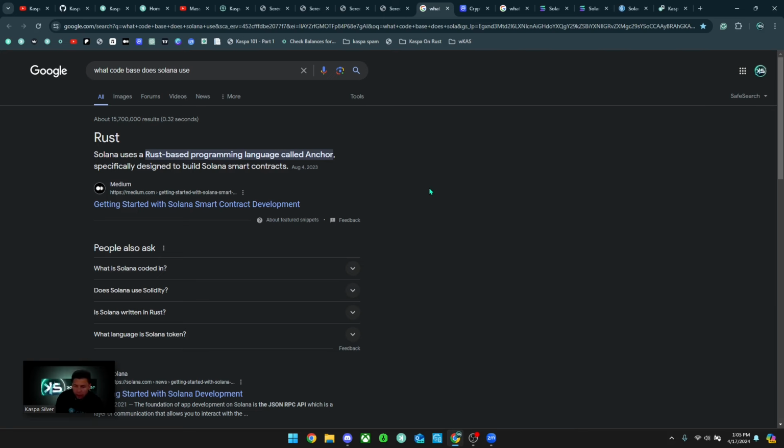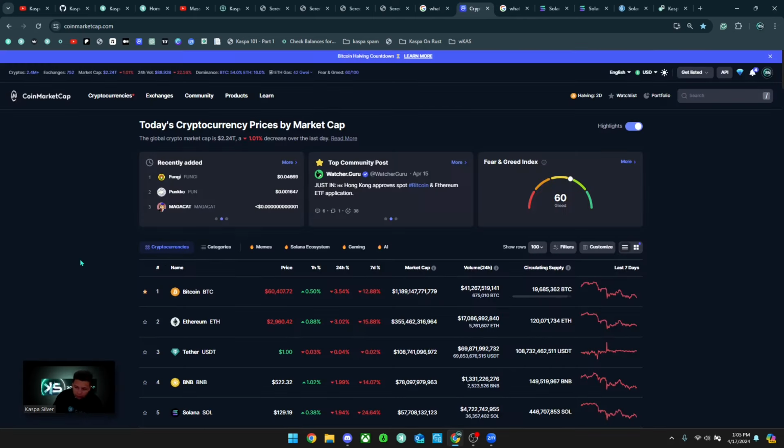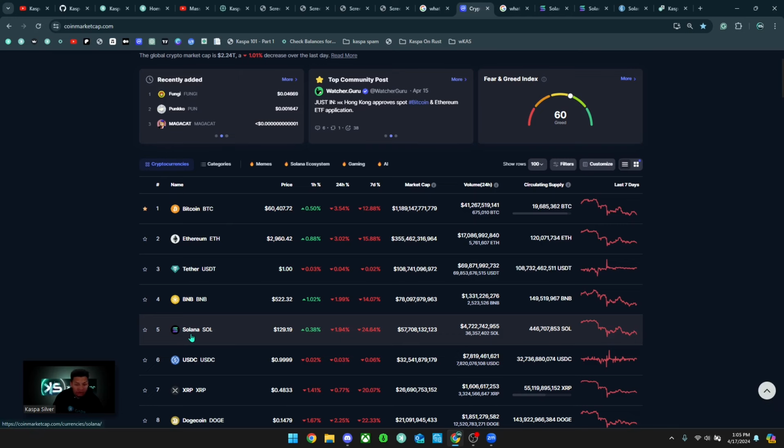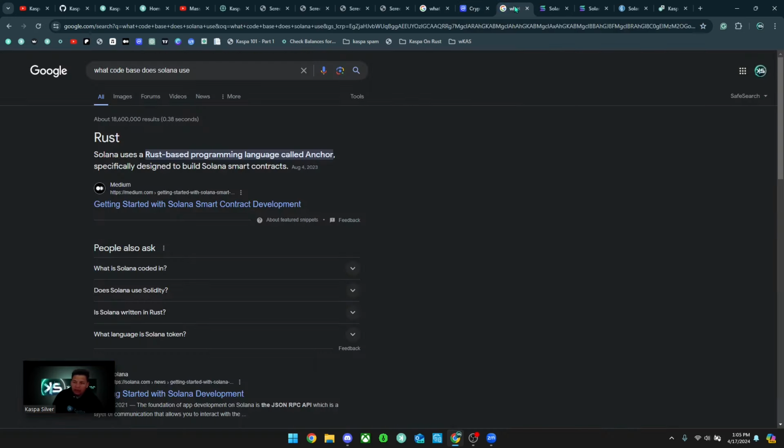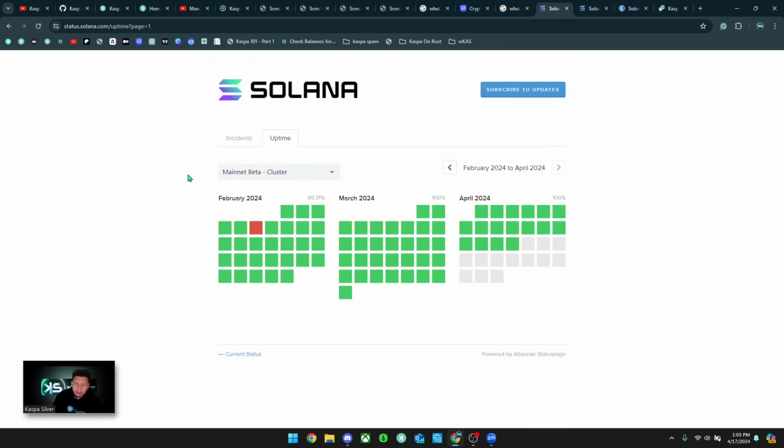Another thing to point out is that Solana actually uses Rust as its programming language to build on the Solana blockchain. And Solana is the 5th most valuable cryptocurrency based on market cap. It's just interesting to point out that even though it's built on Rust and is the 5th most valuable cryptocurrency based on market cap, it suffers from a lot of outages.